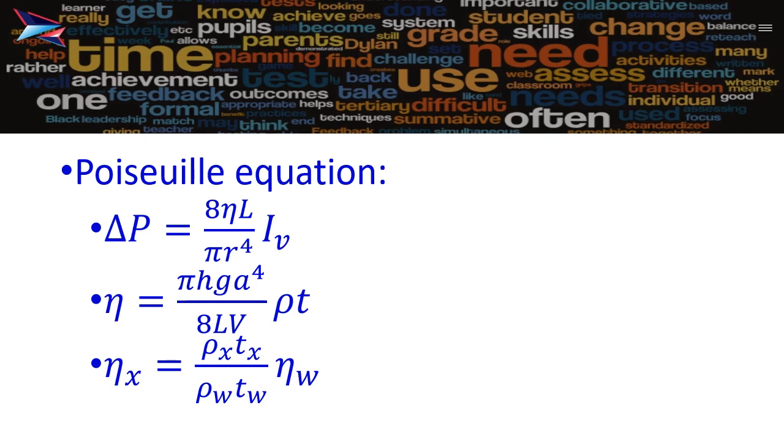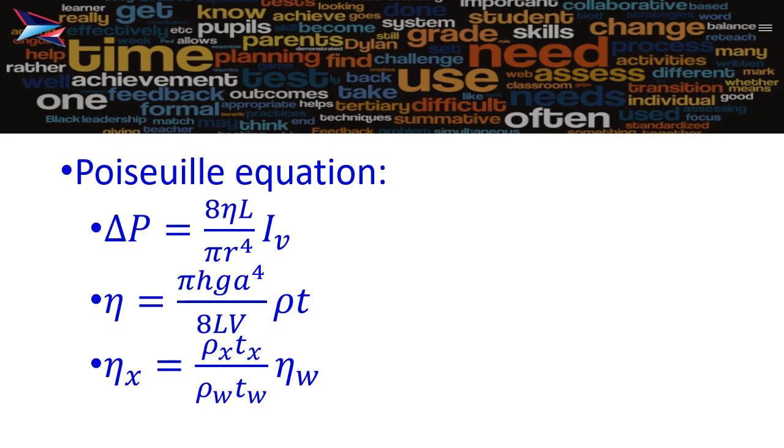However, in this experiment, we are not going to use the Ostwald equation. The original Ostwald equation is a bit hard to use because it's hard to measure the radius of the fine tube as well as the current flow of the liquid through the fine tube. So instead, we are going to use the second equation, which is eta equals pi h g r to the power of 4 divided by 8 l v, times rho times t. All of the parameters here are constants.